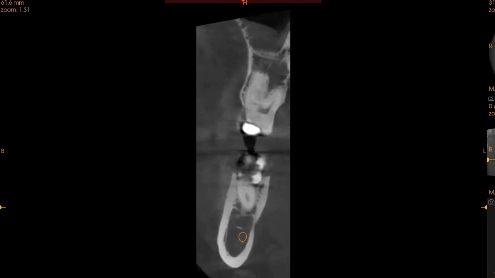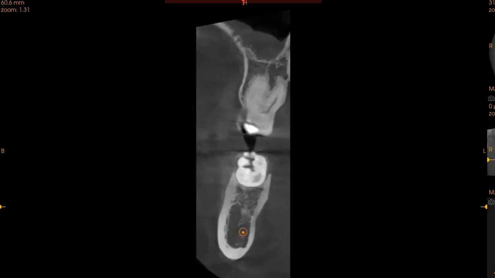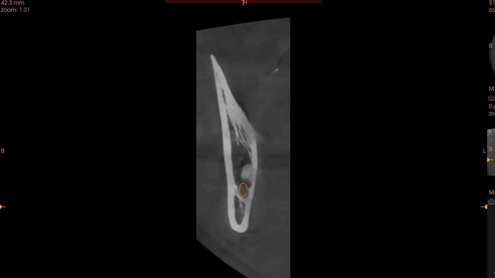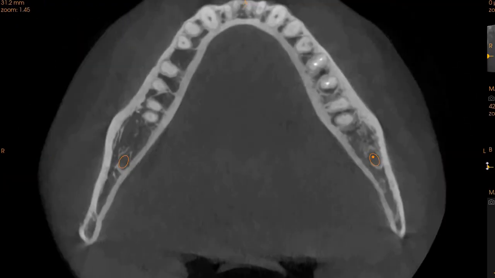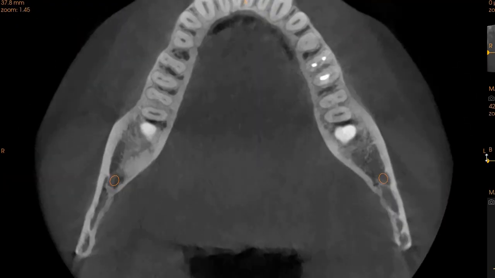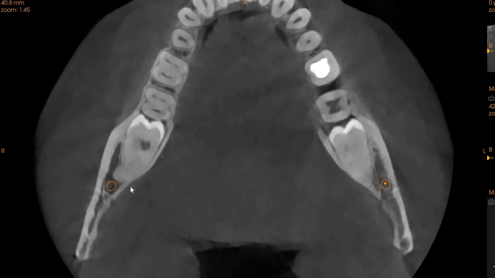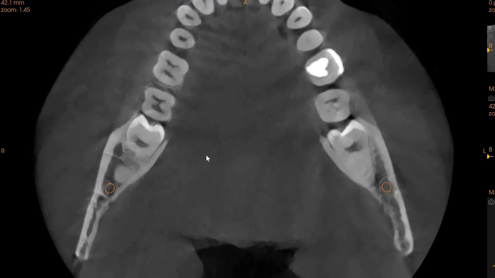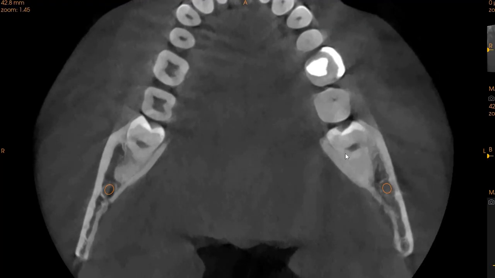As we move towards the lower right 8, you can see the lower right 8 also is significantly close. The apex is approximately just a millimeter away from the nerve on the right hand side. This is the axial view. Here also you will be able to appreciate that this is the right hand side, extremely close, and this is the left hand side, which is relatively close but not in danger.